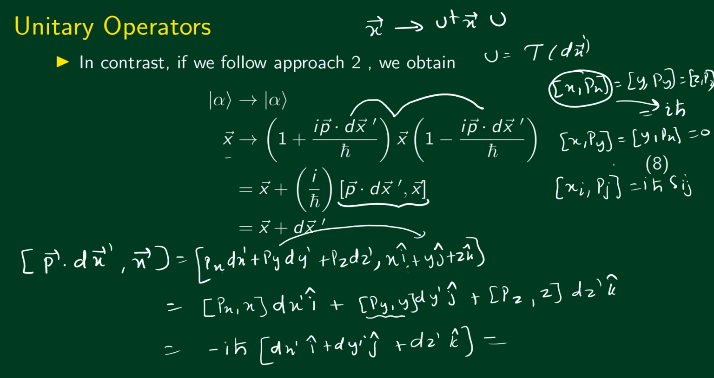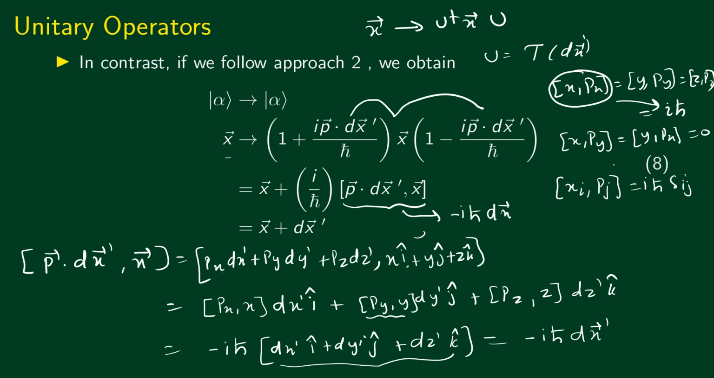Now what is this? This is nothing but our dx vector prime. So we have got this equal to minus ih bar dx vector prime. So what we have found is that this commutator, p vector dot dx vector prime comma x vector, is minus ih bar dx vector prime. You substitute that here, I multiplied by minus i gives plus 1. h bar and h bar cancel, and you are simply left with dx vector prime.